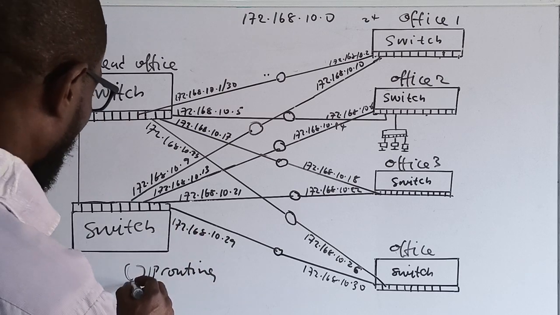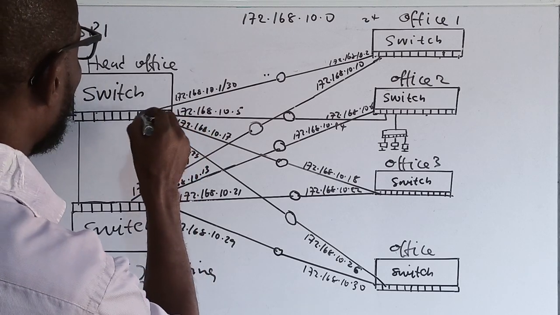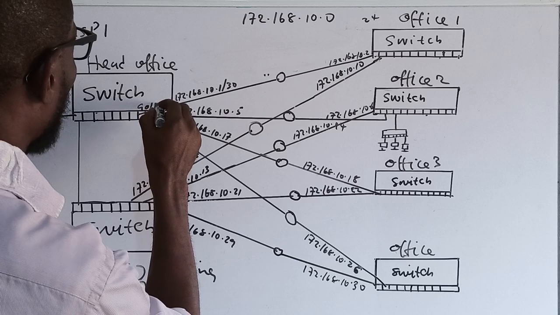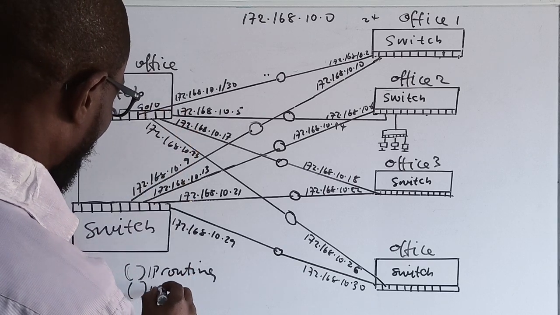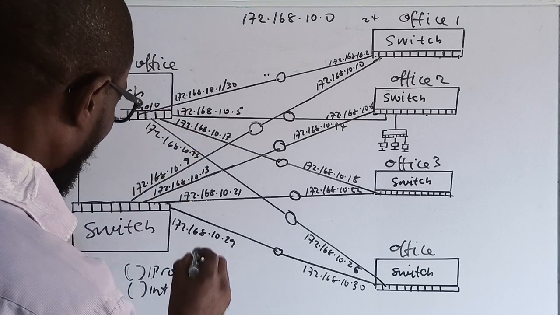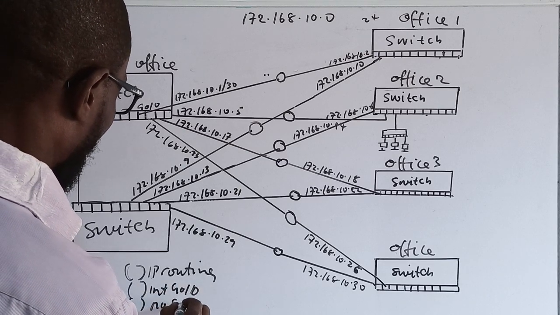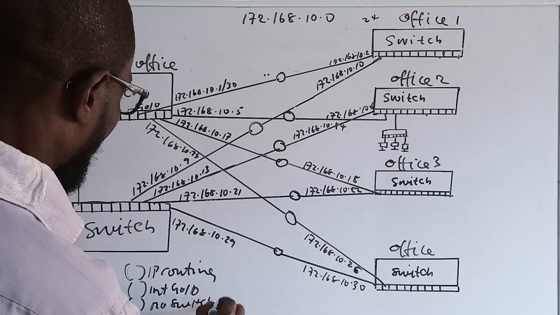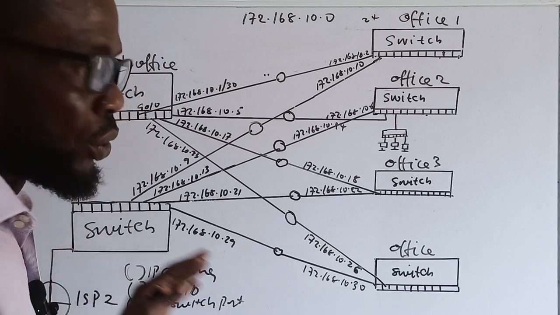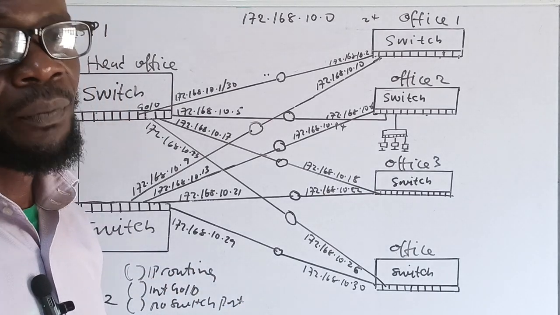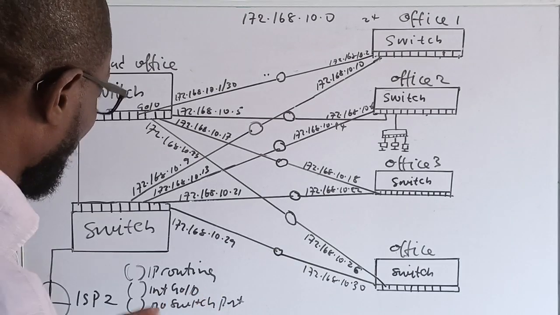You hit enter, then you do this interface. Let's say this Gi0/0 here. You do this interface Gi0/0. You hit enter, then no switchport. Disable the switch port because it's a layer 3 interface. Okay, disable the switch port.